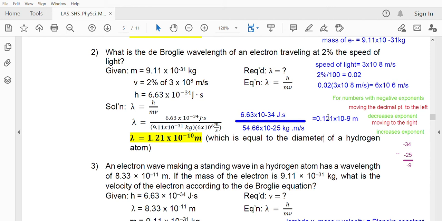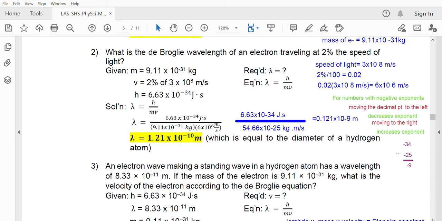For numbers with negative exponents, moving the decimal point to the left decreases the exponent, but moving the decimal point to the right increases the exponent. So we are moving the decimal point to the right by 1 place, so the exponent will also increase by 1. So it will become 1.21 times 10 to the minus 10, which is equal to the highlighted answer in your module. And this value is also equal to the diameter of a hydrogen atom.